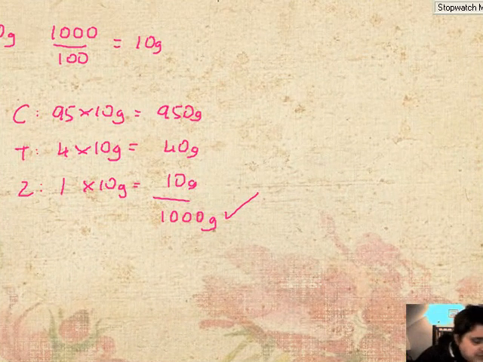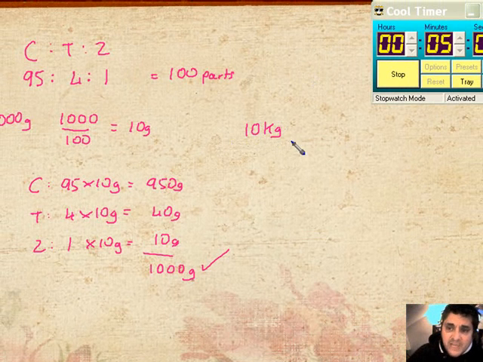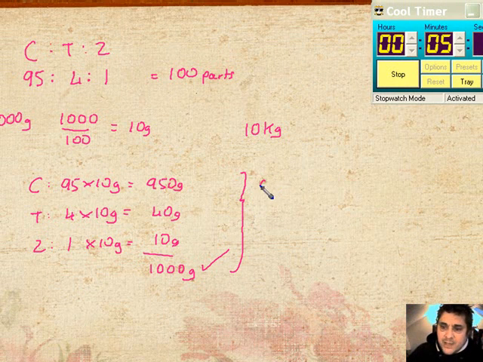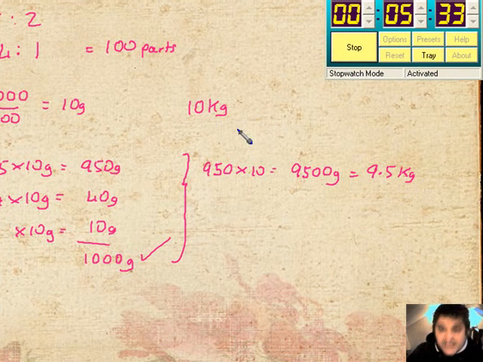Part B says how much of each metal is needed to make 10 kilograms of it. Now 10 kilograms is obviously 10 lots of 1,000 grams, or 10 lots of 1 kilogram. So if I multiply each of these by 10, I should get the correct answer, shouldn't I? So 950 multiplied by 10 would give me 9500 grams, or 9.5 kilograms. That's to make 10 kilograms of this particular batch of coins.